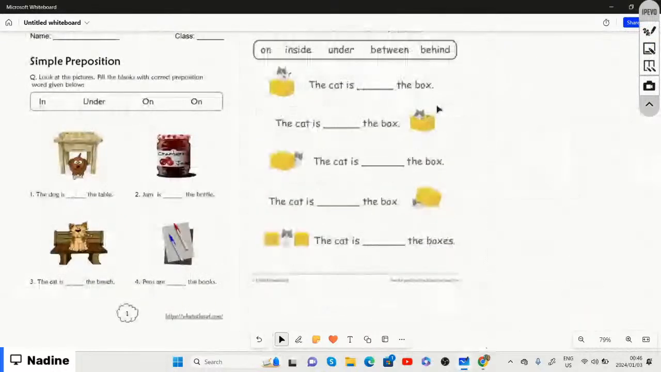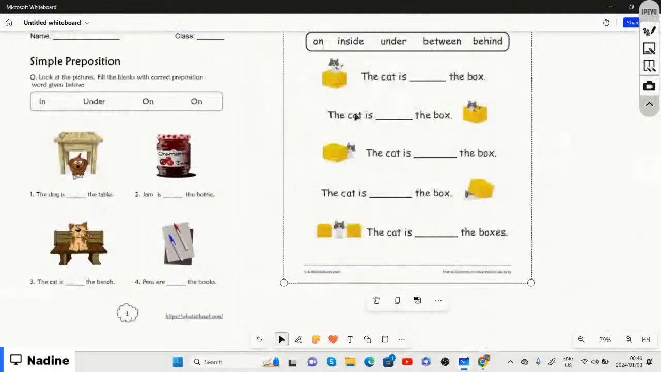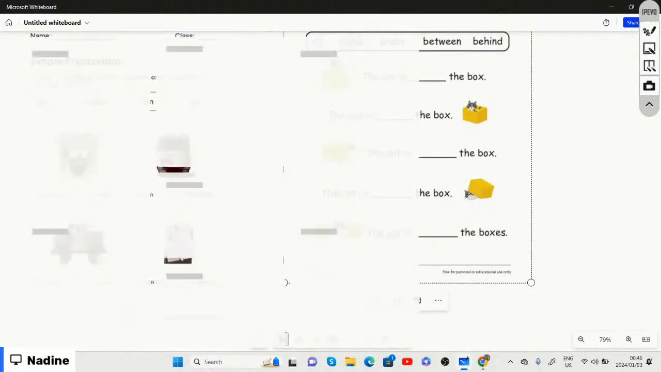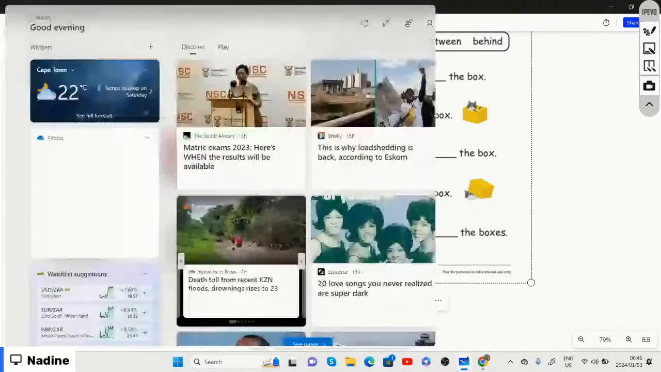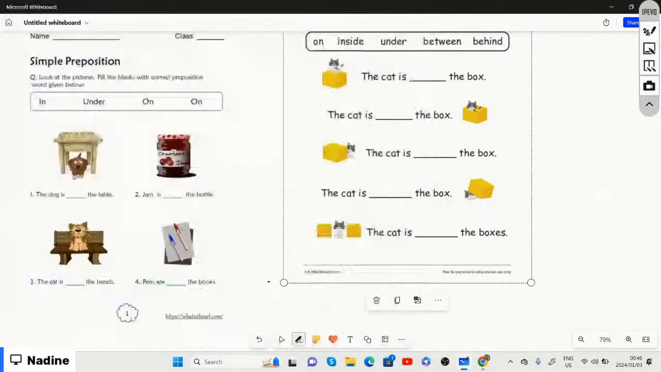And lastly, we need to choose the words from the box, like on, inside, under, between, and behind, to complete the sentence, to basically give the position of where the cat is. The cat is on the box. We look where the box is. Then we can say the cat is on the box, inside the box, under the box, between the boxes, or behind the box.